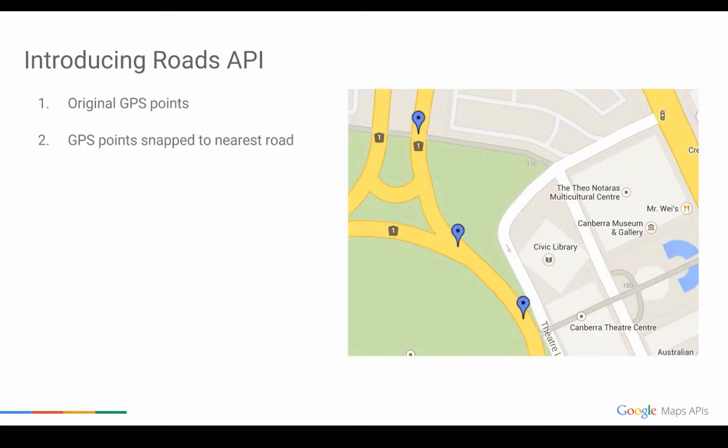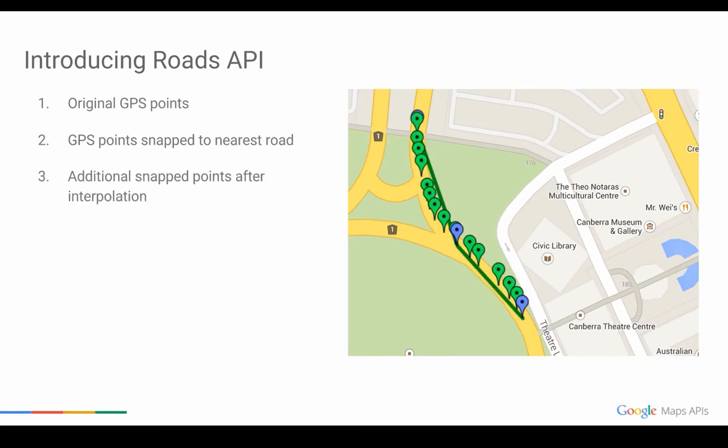The Roads API's Snap to Road feature can take these original GPS points and snap or align them to the nearest road. Not only this, but Roads API can also fill in missing points between the original GPS points to ensure the path closely follows the curve of the road. This is called interpolation. This interpolation gives you an accurate and realistic visualization of where the asset has moved.